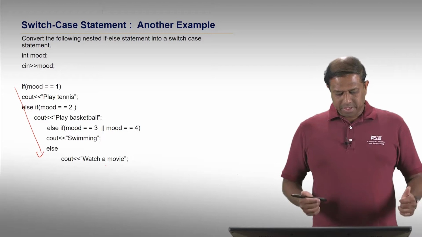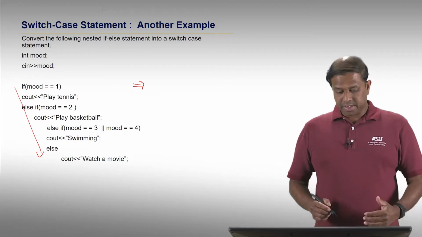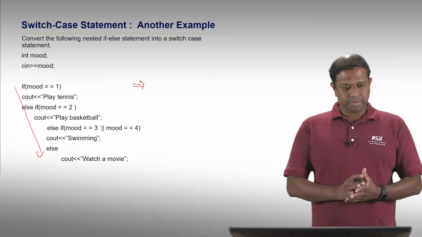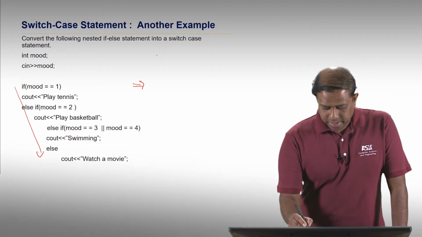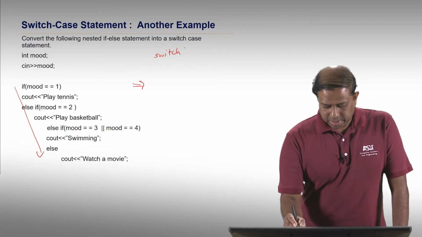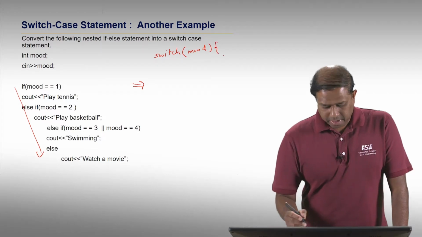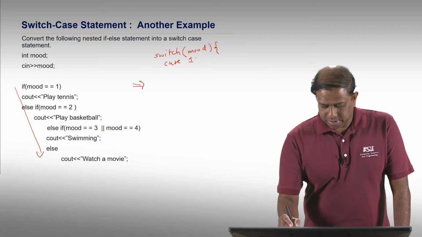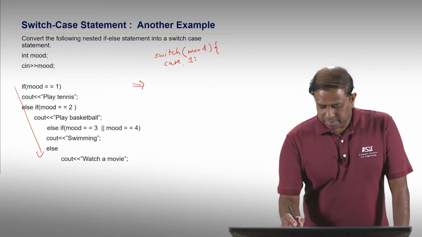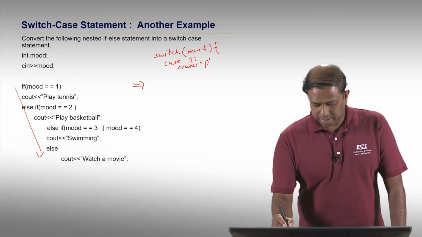Now if I want to convert this into a switch case statement, these values are integers, so the switch case control variable has to be an integer. All right, so then here we can write the switch case statement. We switch based on the mood. Now if the mood is 1, that means case 1, and then we display the message cout play tennis.